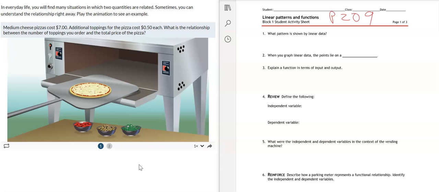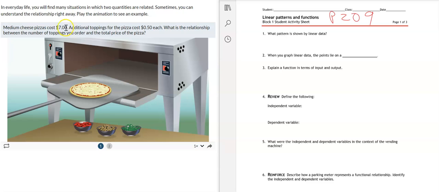Hey there, students. It's your favorite math teacher, and today we are going to be starting in on topic 7 on linear patterns and functions, starting with block 1, which is kind of an overview of the types of things we're going to be learning about in this topic. So let's start off. As you can see on the left-hand side of the screen, it says, in everyday life, you will find many situations in which two quantities are related. Sometimes you can understand the relationship right away. Let's play the animation to see an example.